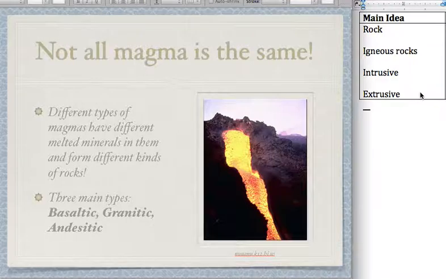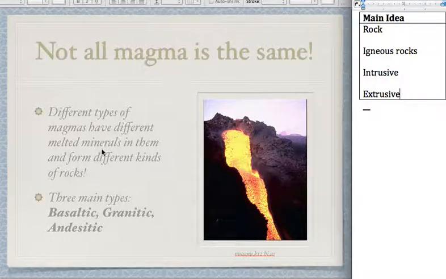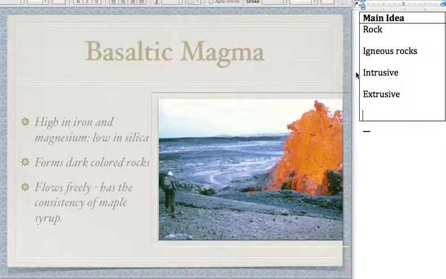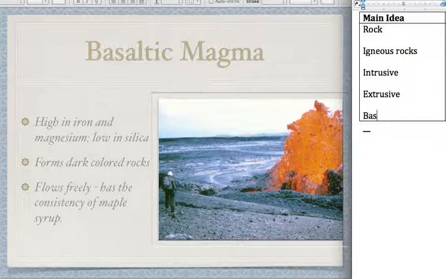We also know that not all magma is the same. Different types of magma have different melted minerals that form different types of rocks. We're going to add to our basaltic and granitic, really just a mixture of the other two. We know that basaltic magma is high in iron and magnesium. Really the key is that it's high in iron and low in silica, which means we get very dark colored rocks when it forms. By looking at an igneous rock, you can tell that it's basaltic because it's very dark in color. This basaltic magma has a very low viscosity. It flows very, very freely.